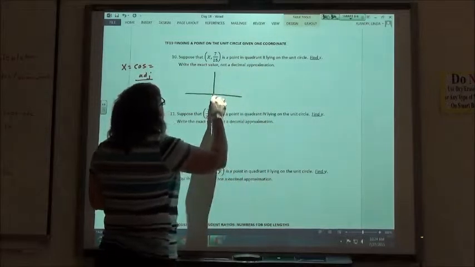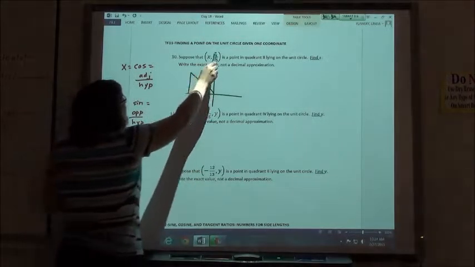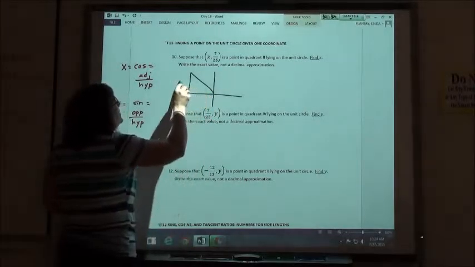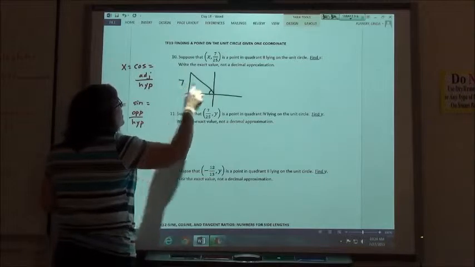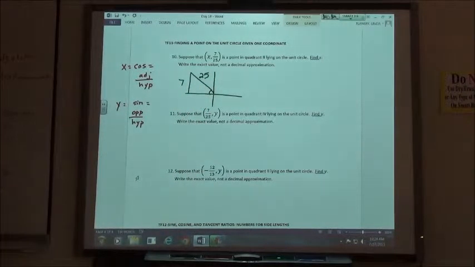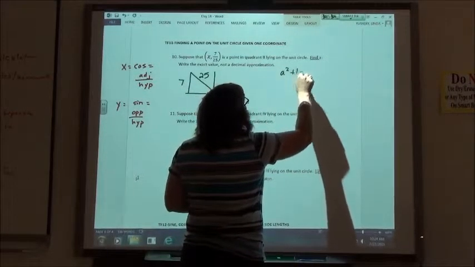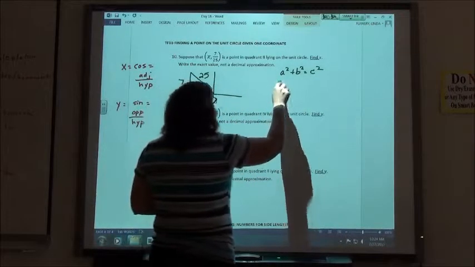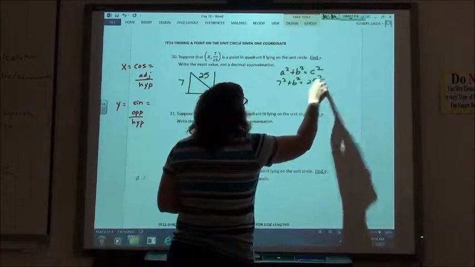We have a point in quadrant 2, so it goes this way. And we know what the sine is, so we know the opposite side and the hypotenuse. So the opposite side, we're always going from this angle here. The opposite side is 7, the hypotenuse is 25. We need to find that other side by using our Pythagorean theorem. We know that a squared plus b squared equals c squared. And so we know that 7 squared plus b squared equals 25 squared.